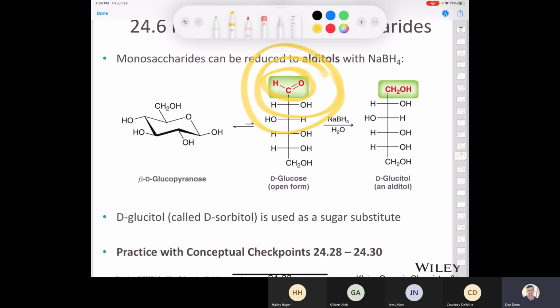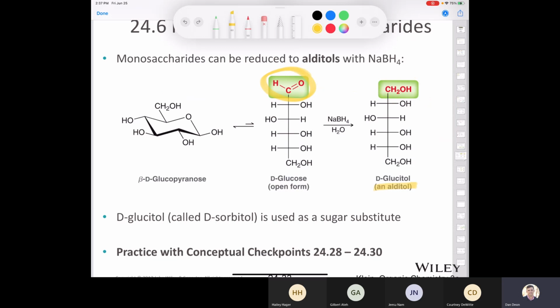It's going to reduce it, isn't it? And then you go from an aldose to something called an alditol. So the name of this alditol is specifically D-glucitol. You don't have to have that memorized, but you do have to know what an alditol is. So when you reduce an aldose and you reduce the aldehyde to a primary alcohol, this is called an alditol.